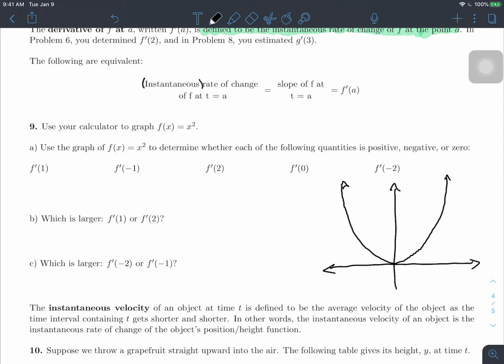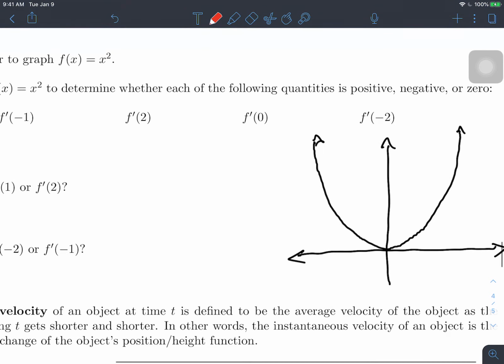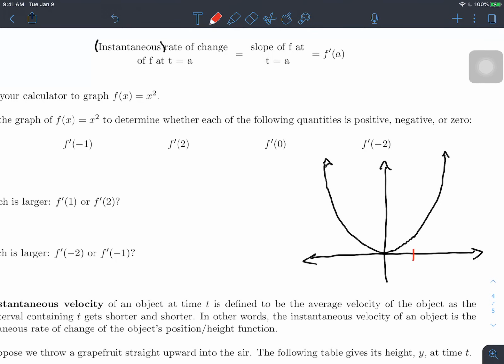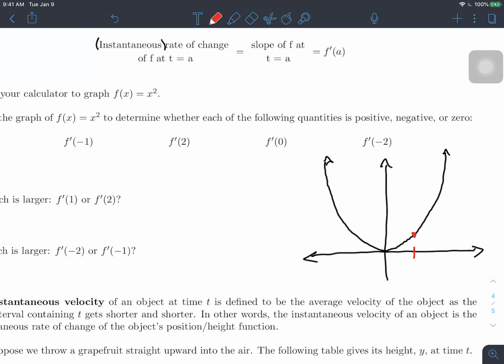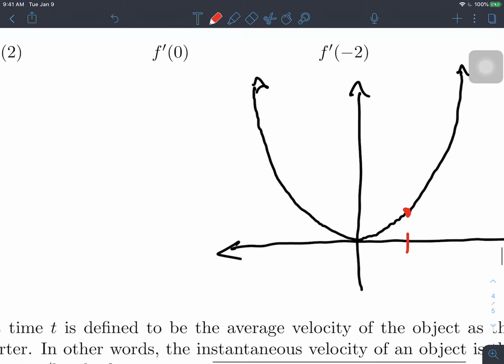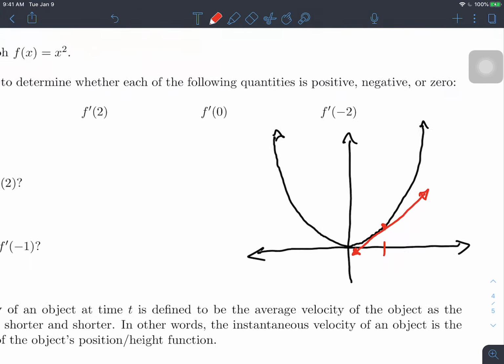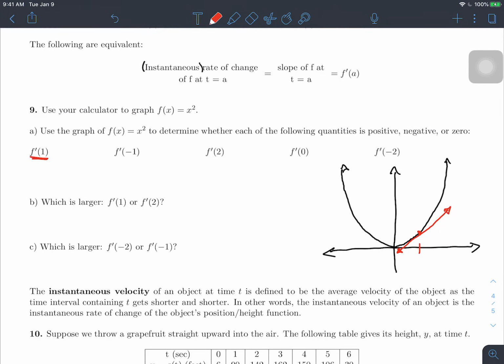F prime of 1. Remember, the derivative means instantaneous rate of change at whatever point is in our parentheses. Okay? So, with red here, I'm going to draw what this really means. What f prime of 1 means is if I go to the point 1 and I compute the instantaneous rate of change, which Yasmin kindly explained for us is actually the slope of the tangent line, right? This slope here. The question is asking, if I compute the slope of that line, is it a positive number or a negative number? What do we think?